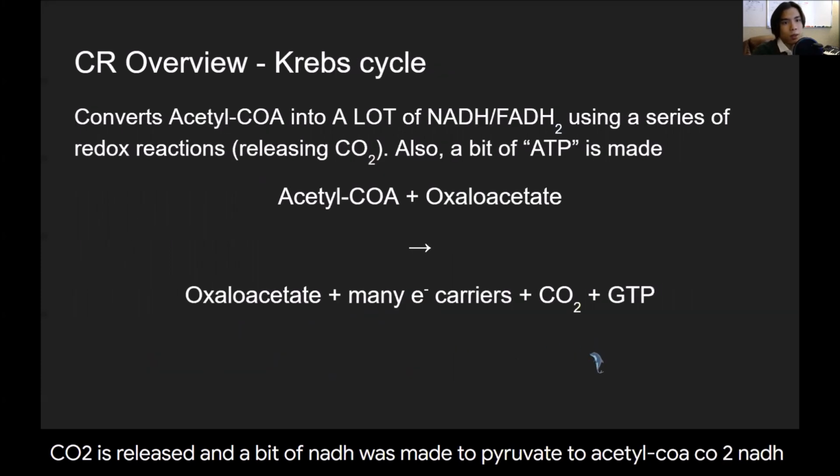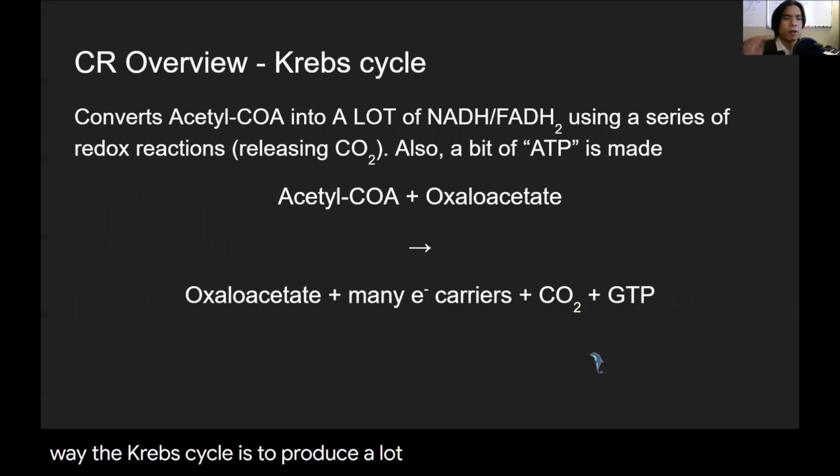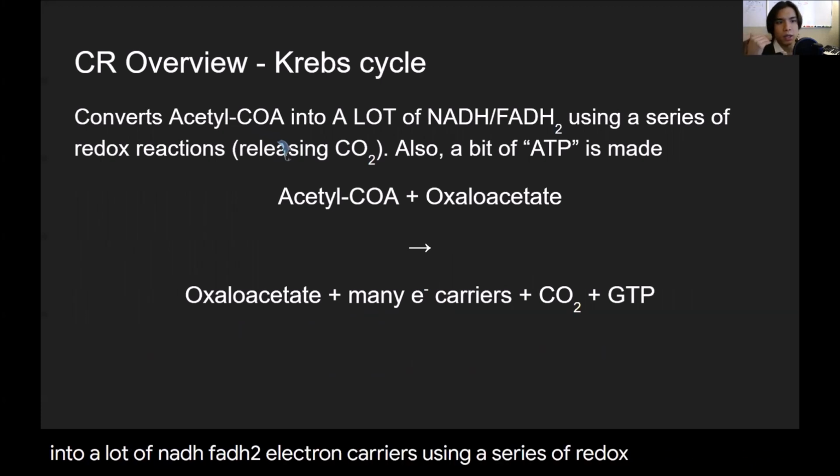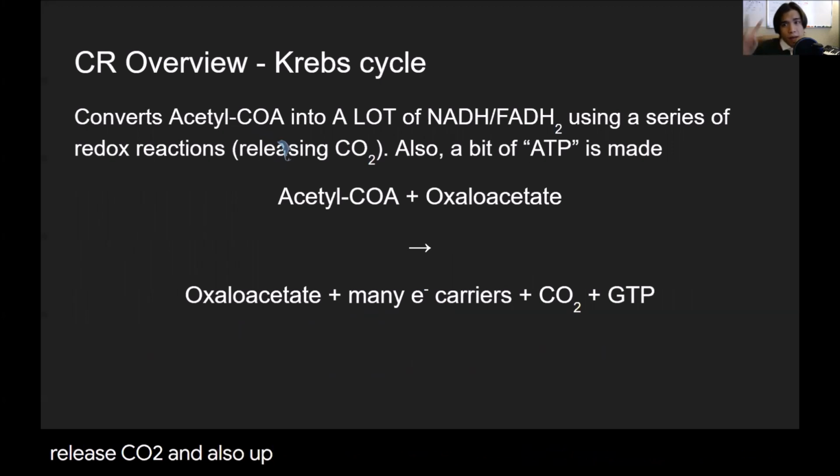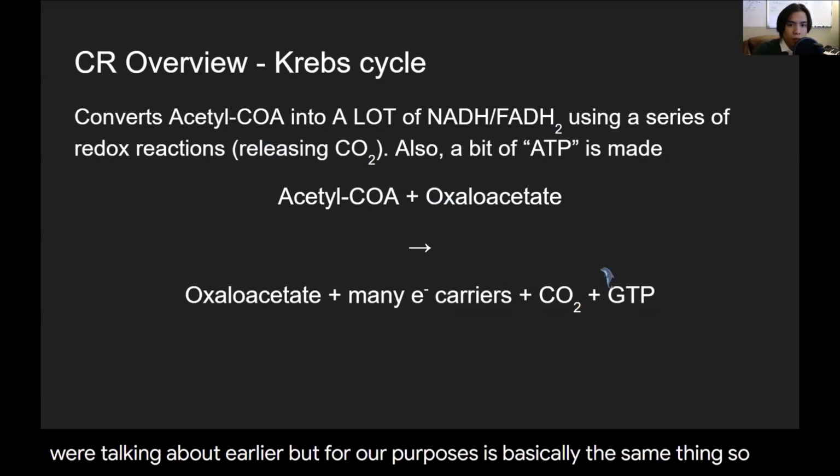The Krebs cycle. The point of the Krebs cycle is to produce a lot of electron carriers. It converts acetyl-CoA into a lot of NADH and FADH2 electron carriers using a series of redox reactions, which release CO2, and also a bit of ATP is made. It actually makes the GTP we were talking about earlier, but for our purposes, it's basically the same thing. So we'll talk about this soon.